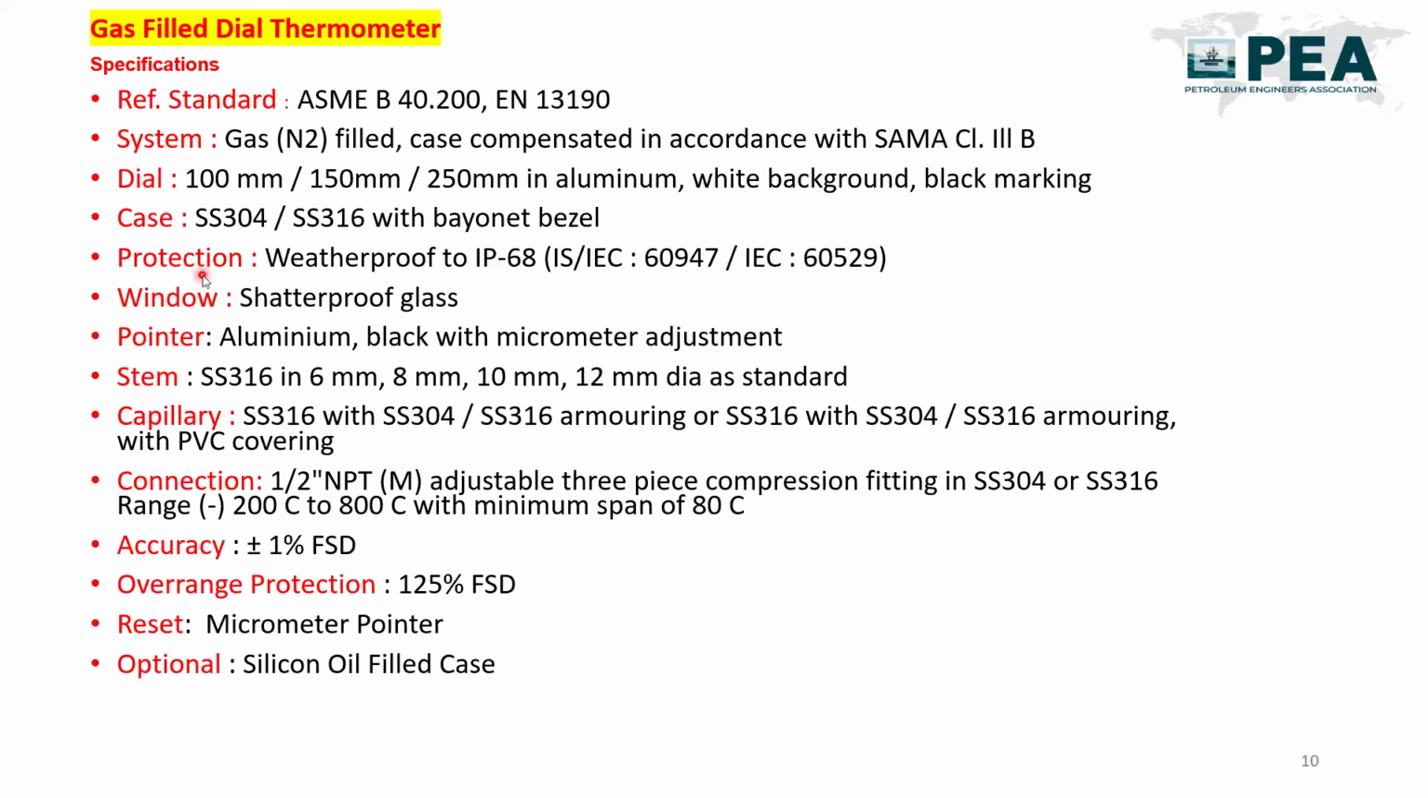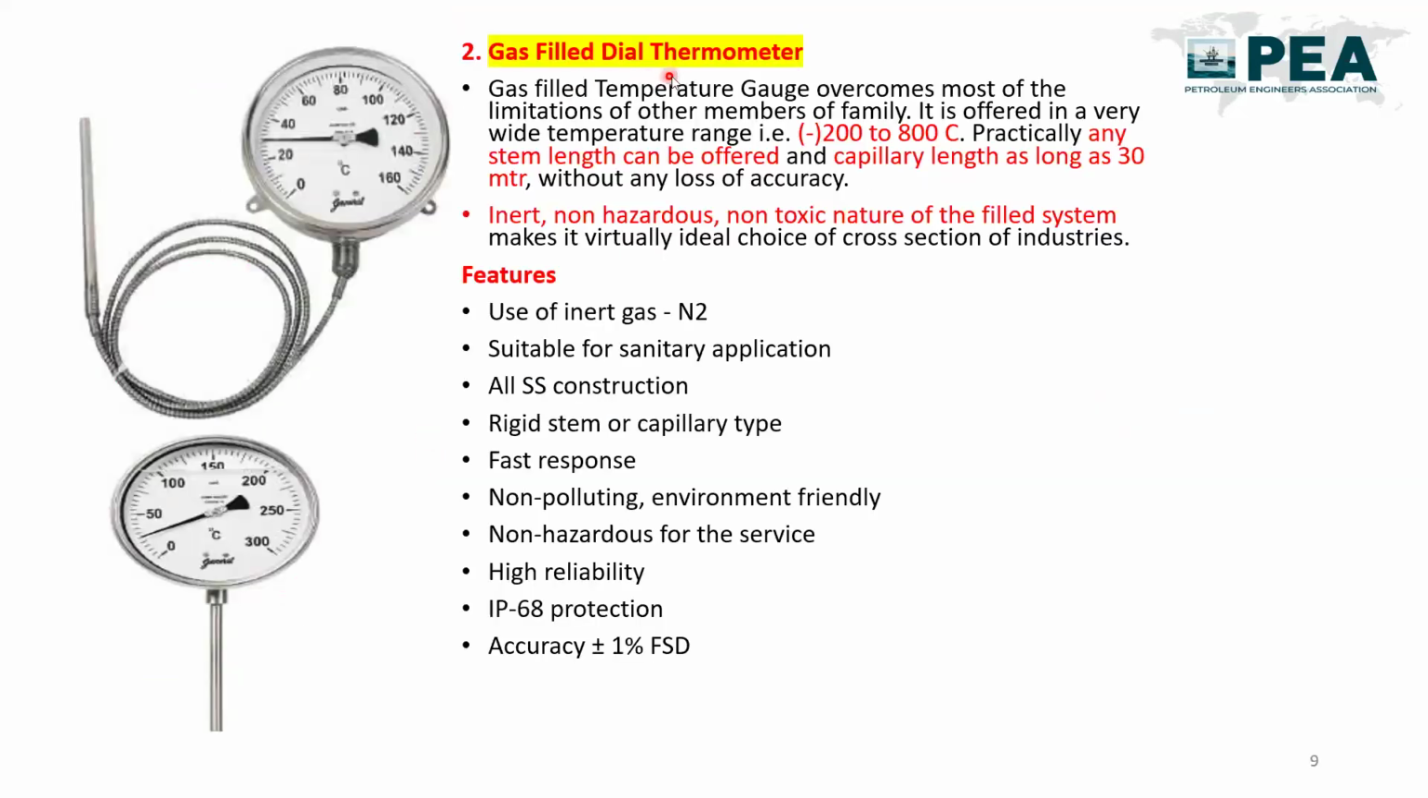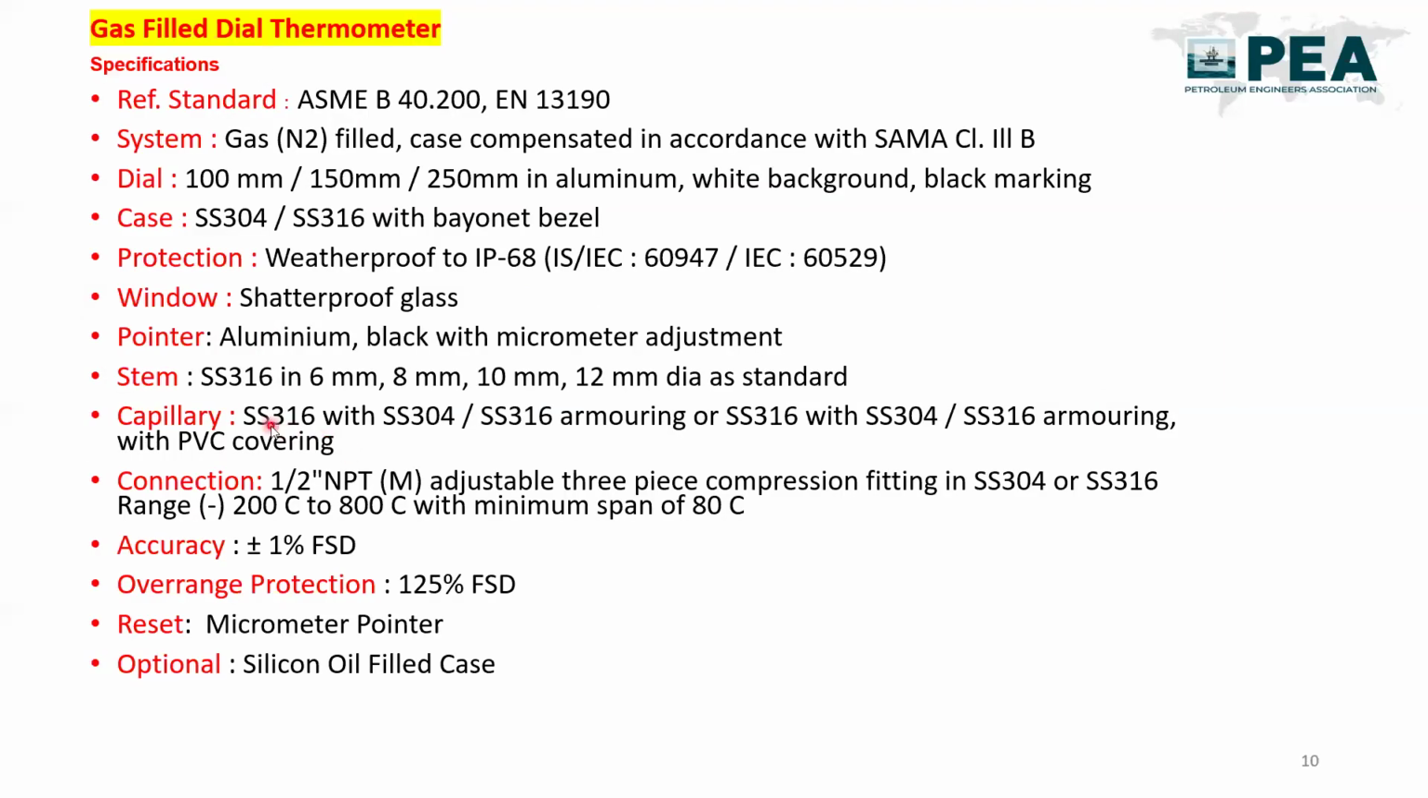Their dial size, case, protection, window, pointer, stem, all those are similar to the earlier one. Okay. The next special thing, different from the first one, is the capillary, because this temperature gauge, that is the gas filled dial thermometer, also comes in the form of capillary. So in that case there are various capillary options available with the manufacturer. Whatever is our choice, whatever is our requirement, whatever is our client recommendation, in that case we can go with this capillary. Okay.